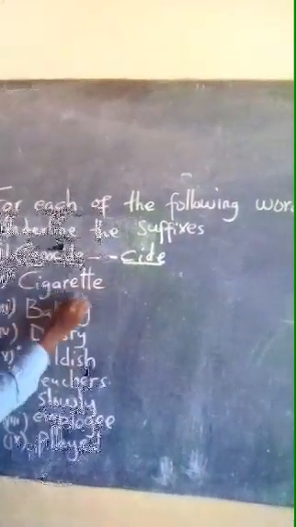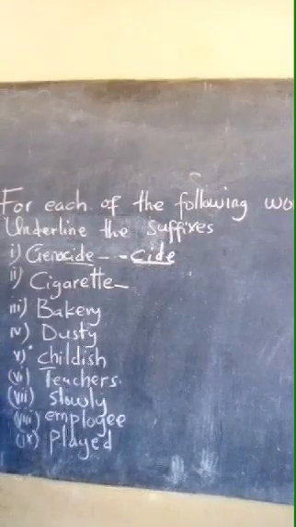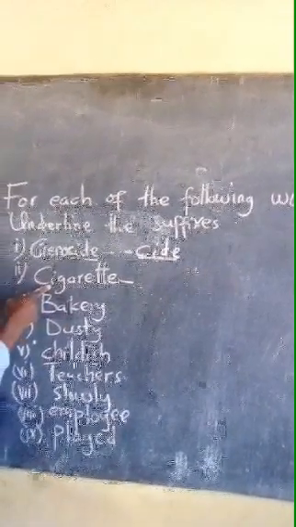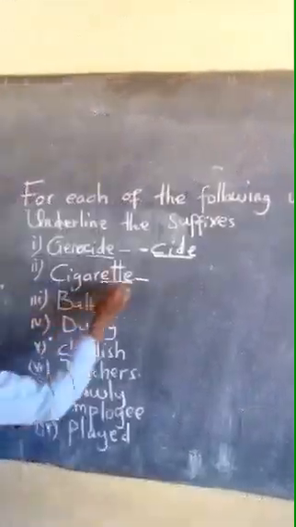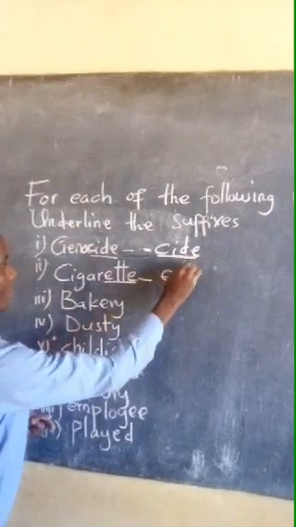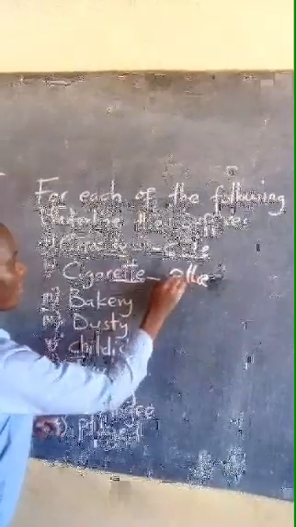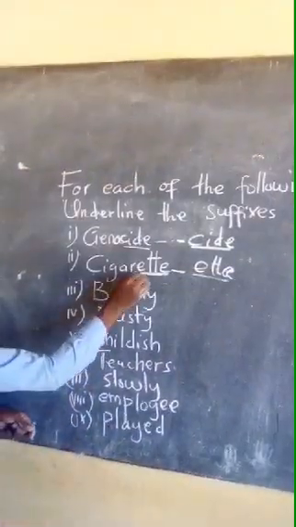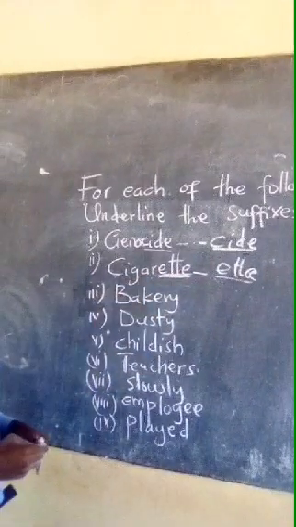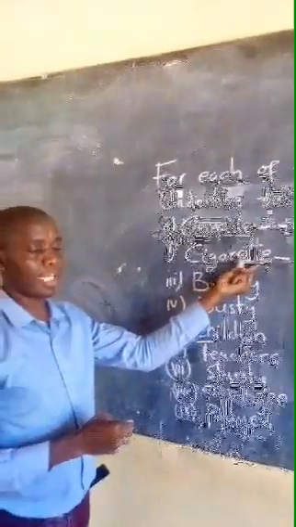The word is cigarette. This word comes from the word cigar. The word particle, or the suffix here, is et. Therefore, if you are to underline, you underline here. This is the word particle from the word cigar, then et, cigarette. Now this is the suffix.